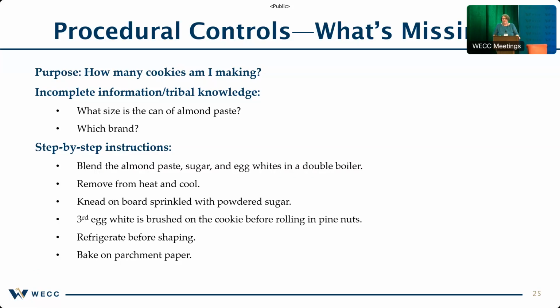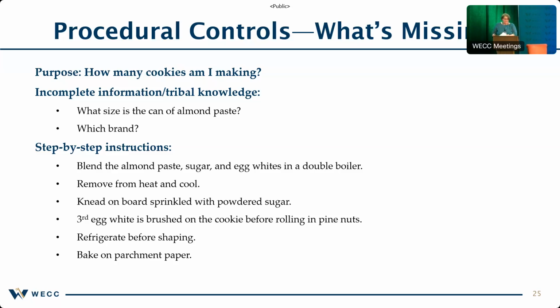There was incomplete information there, or tribal knowledge. It said we needed 2 cans of almond paste. Okay, well, I went to the grocery store and almond paste doesn't come in cans anymore. It comes in 7-ounce tubes or 8-ounce boxes. So what do I need? Do I need 7 ounces or 8 ounces? I didn't know. Also, apparently, which brand of almond paste you choose does make a difference, because some are ground finer and some are coarser, and that's going to affect the cookies.